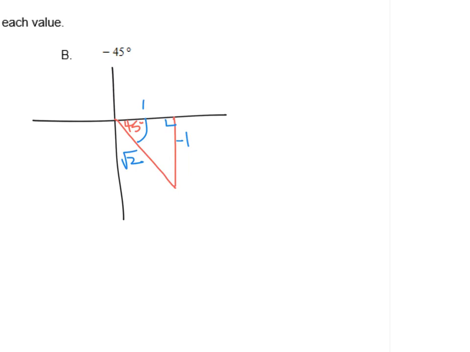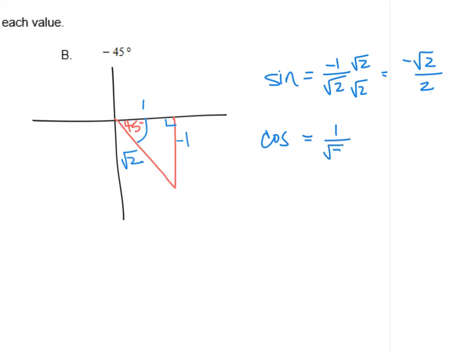Alright, well we can go ahead and evaluate. Sine is going to be opposite over hypotenuse, or y over r, negative 1 over square root of 2. We need to go ahead and rationalize that, so we get a negative square root of 2 over 2. Cosine is adjacent over hypotenuse, or x over r. Oh, we're going to have to rationalize that also, so that's a positive square root of 2 over 2. Tangent is opposite over adjacent, or y over x, giving us a negative 1.